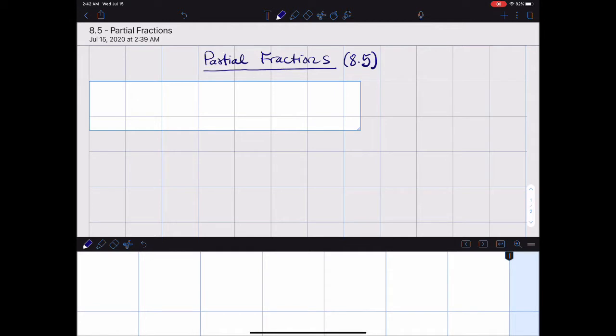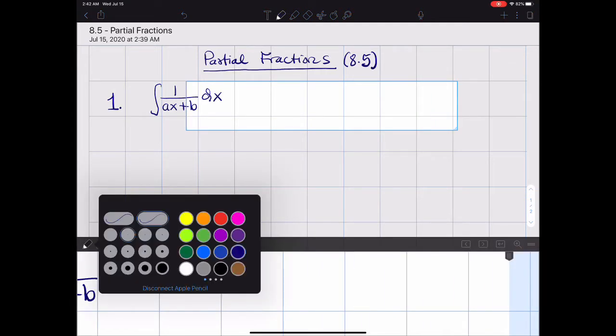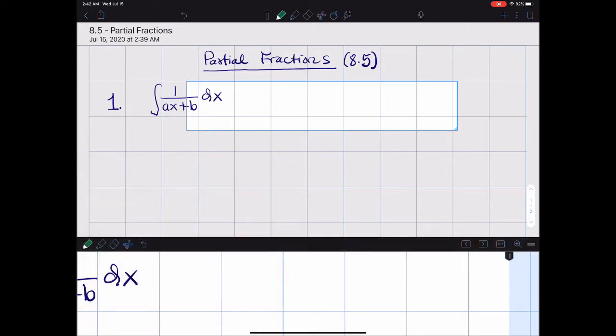Let's look at a problem. A very simple problem. Let's look at this problem, I'll call it problem one: the integral of 1 over ax plus b dx, where a and b are constants. We can do this using u substitution.